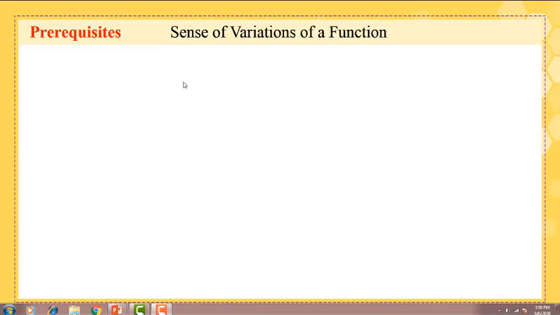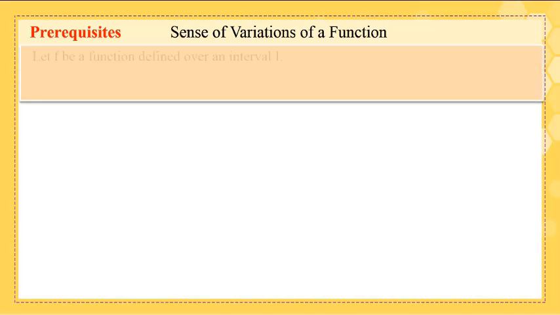Now we will talk about the second objective in this video, which is the sense of variations of a function. This means to determine whether the function is strictly increasing or strictly decreasing according to the values of x. In grade 10, we took 2 definitions. Definition 1. Let f be a function defined over an interval I.